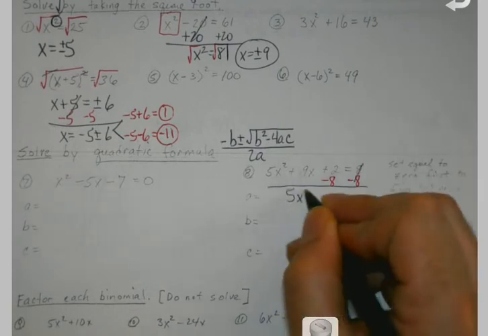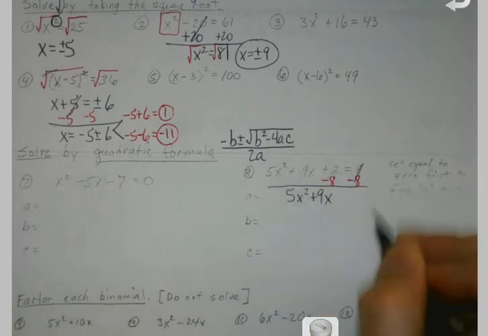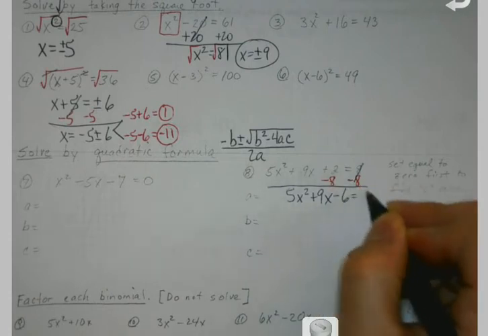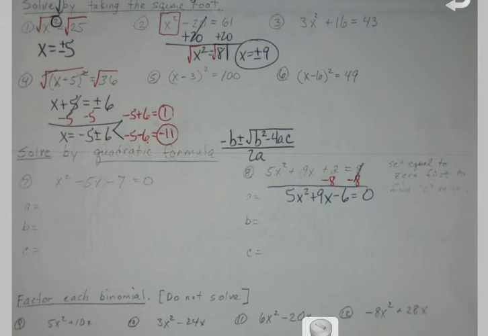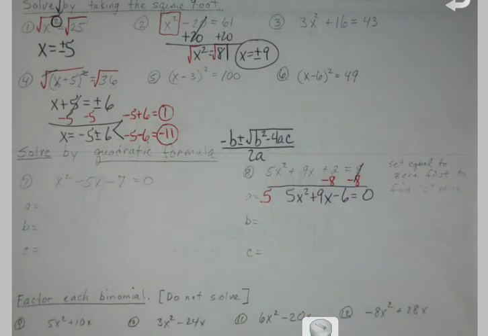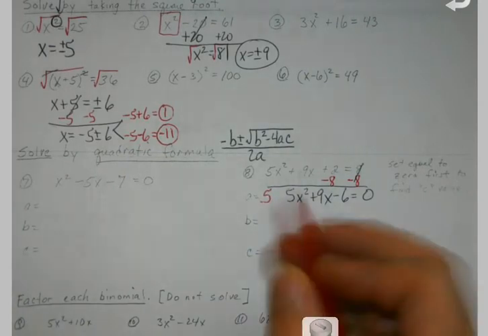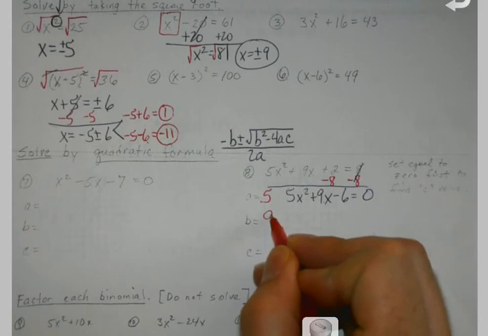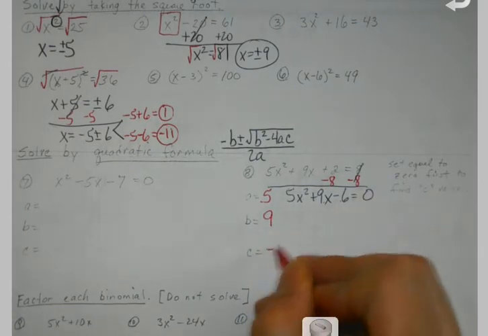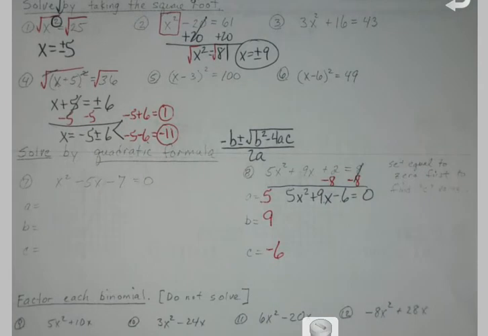So I've got 5x squared plus 9x, positive 2 minus 8 is negative 6. And once it says equals 0, now I can go get the values that I need. The number in front of x squared is my a, so that's 5. My number in front of x is my b, that's 9. And my number hanging out on the end by itself is my c, it's negative 6. And then I plug them in.